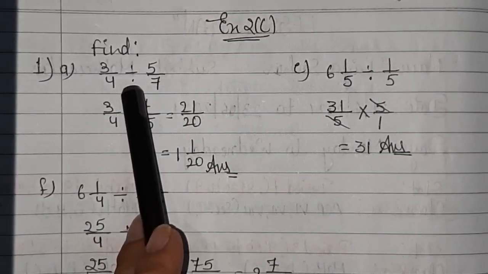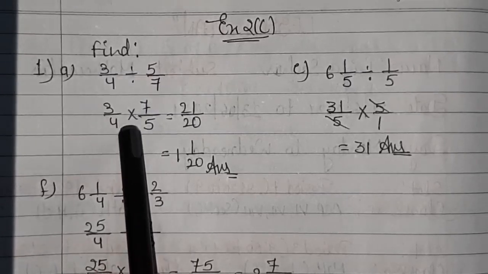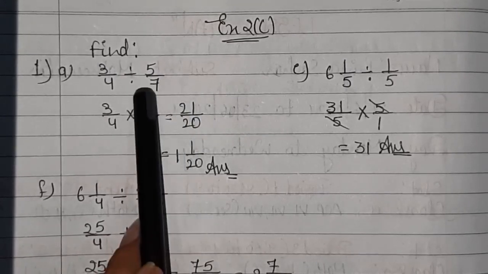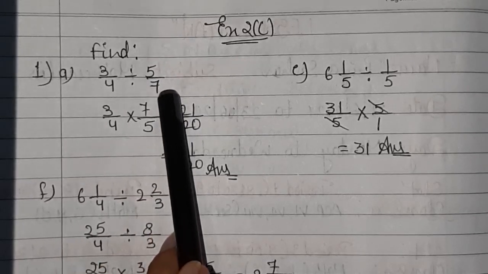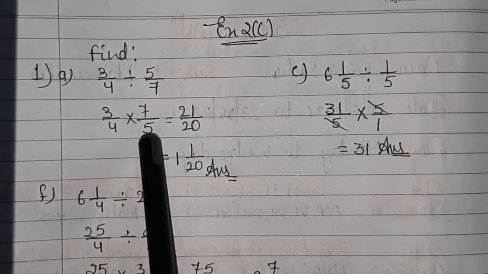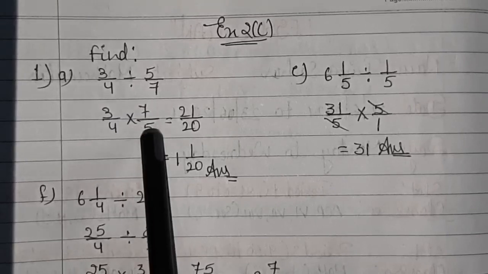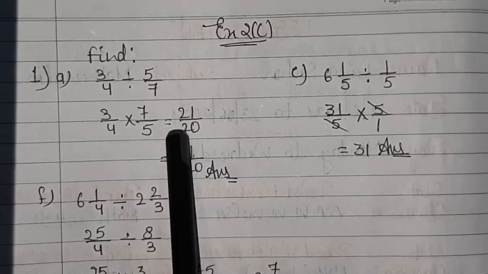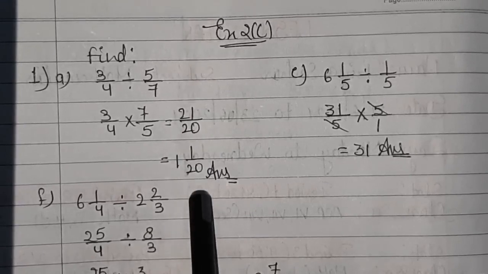In case of division, I told you that you have to convert the division sign into multiplication, and when you convert the division sign into multiplication, you have to write the reciprocal of that fraction next to the sign, right? So when you write 5 by 7's reciprocal, it will come 7 by 5. So 3 by 4 into 7 by 5. Now we have to do multiplication. 3 7s are 21, 4 5s are 20. 21 by 20 will come. This is an improper fraction. Convert into a mixed fraction. The answer is 1 whole 1 by 20.